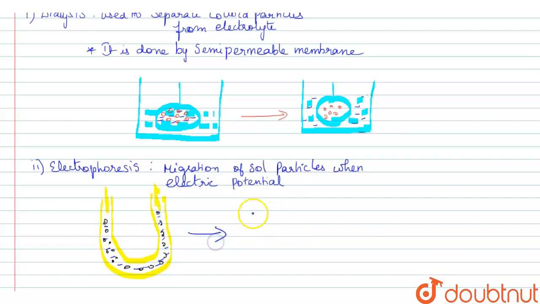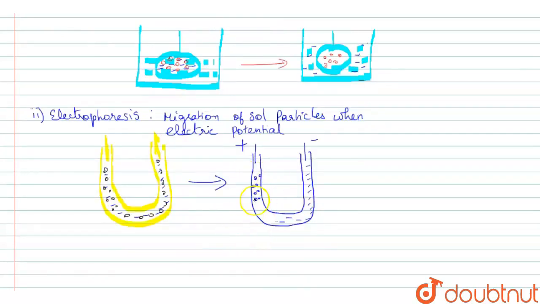After some time, the particles will be moving toward one of the electrodes. Say this is my positive and this is my negative electrode. Consider that the particles move towards the positive electrode, whereas the water stays on the other side. So by the direction of movement, I can determine the charge of the particles.